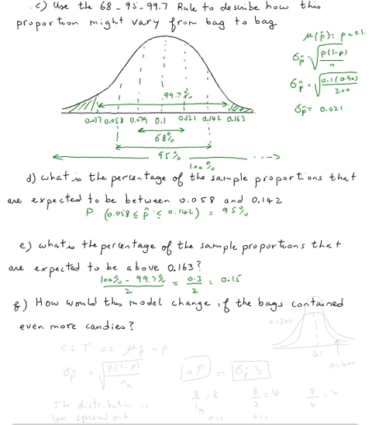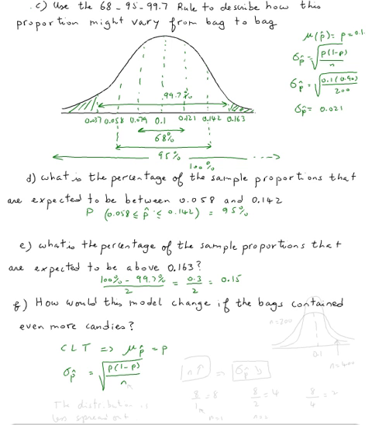How would this model change if the bags contain even more candies? In other words, the central limit theorem says that no matter what, even if n gets bigger, it doesn't matter, the mean will always be p. However, if you look at the formula for standard deviation, this is equal to what? The square root of p times 1 minus p over n.